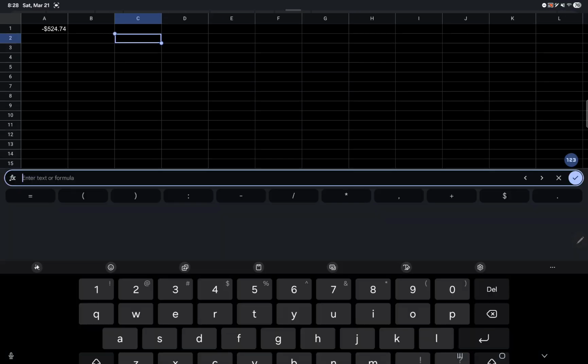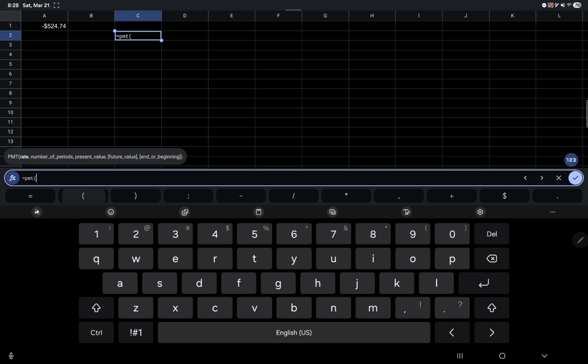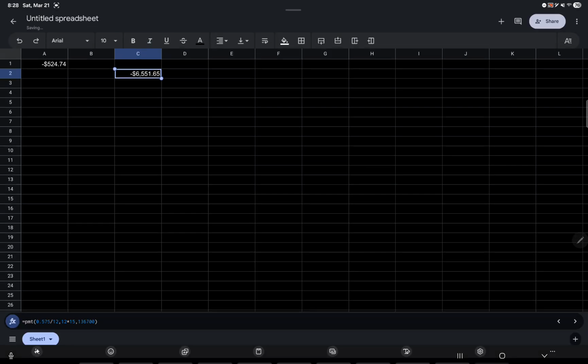So yeah, I'm just going to go in a new cell and then do equals payment. The rate was 0.575, and we got to divide it by 12. Number of periods, that's 12 times 15. I don't know off the top of my head, so I'm going to put that in here as 12 times 15 and have Google Sheets do that for me. And then the present value was 136,700. Oops. 136,700. And I had to close the parentheses.